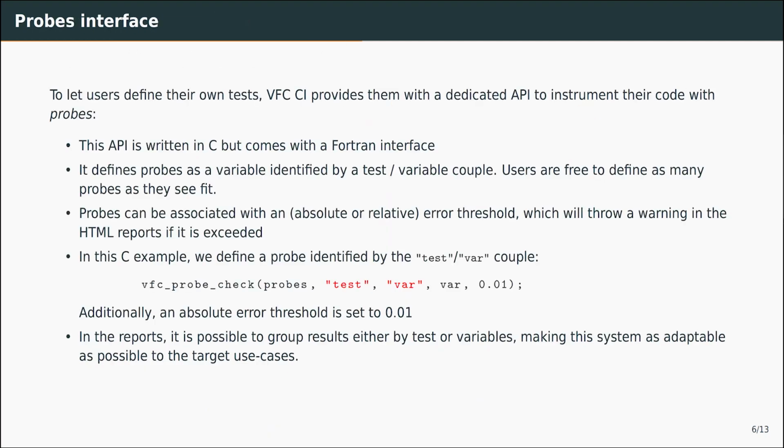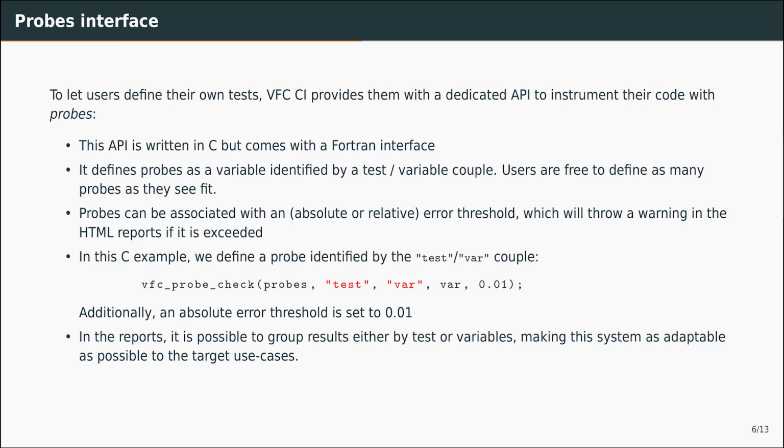Okay, so the next thing we need is a way to export your test results to the tool. We do this with what we call the probe system. It's implemented in an API written in C, but that also has a functional interface. And what a probe really is, is a test variable from your code that you are going to export and identify with a test name and a variable name. I'm going to come back in a minute to explain why we made this choice.